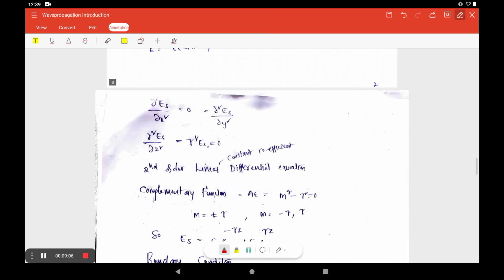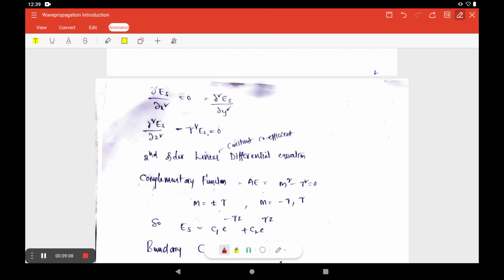Okay, so from this, del square Es by del x square is equal to 0. That means in the remaining directions apart from the z direction, the electric field components, the x component and y component, are equal to 0. Therefore, del square Es by del z square minus gamma square Es is equal to 0. So this is a second order linear differential equation.